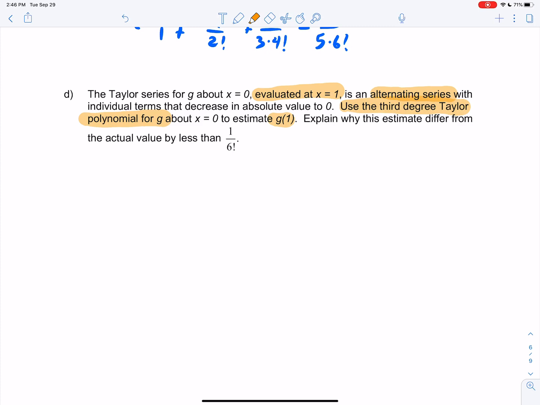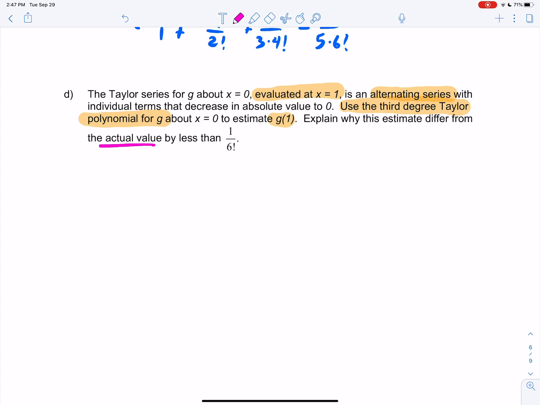Okay, first off, how do we know that this is an error-bound question? Right here, I'll put it in pink. Explain why this estimate differs from the actual. Estimate differs from the actual. When you're subtracting the estimate from the actual, you're finding the error. So they won't always use the word error, so watch out for that.